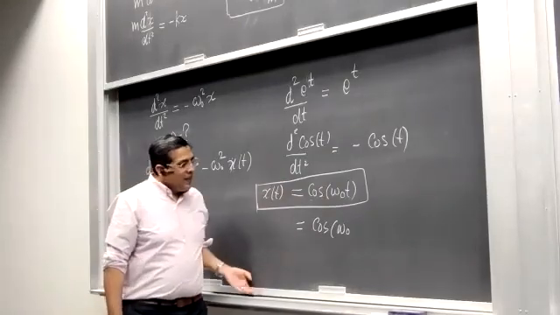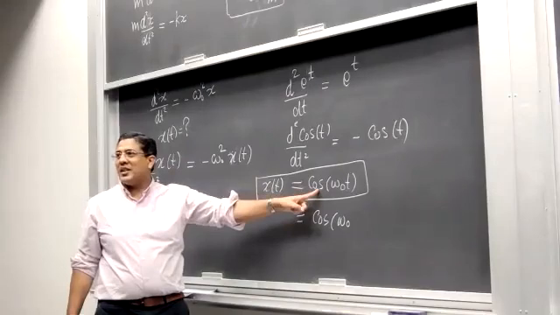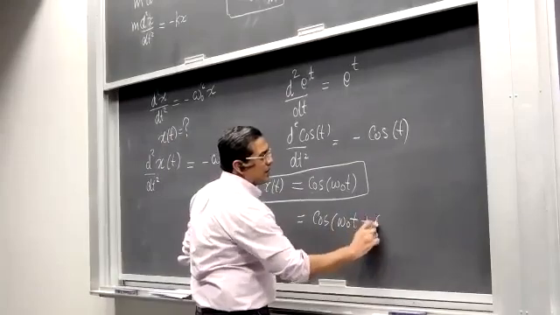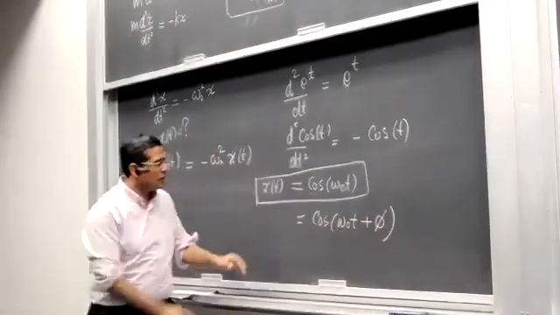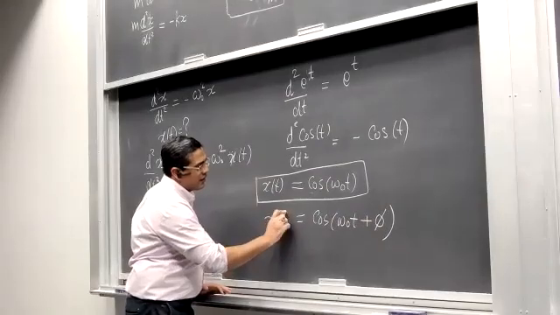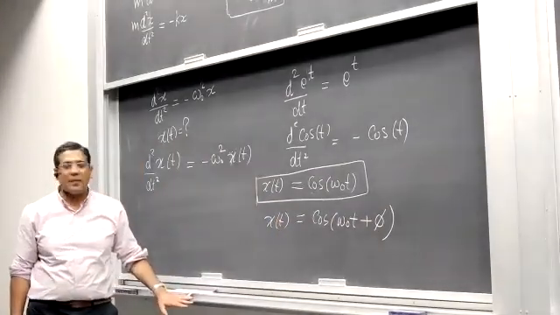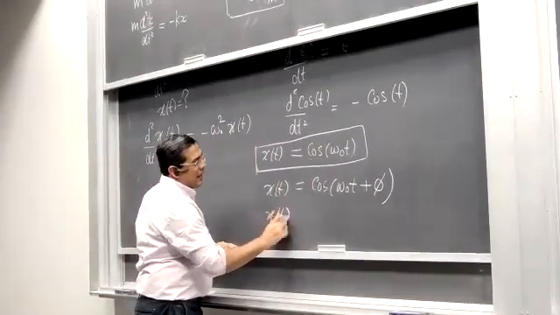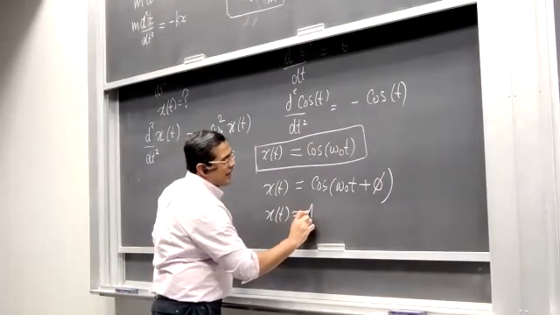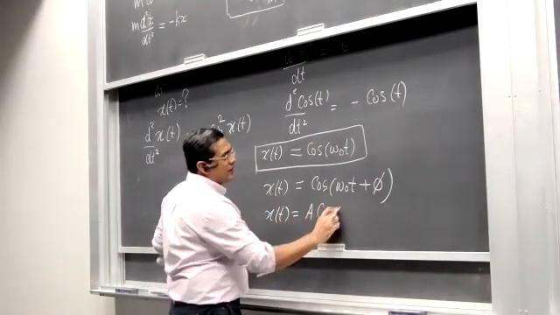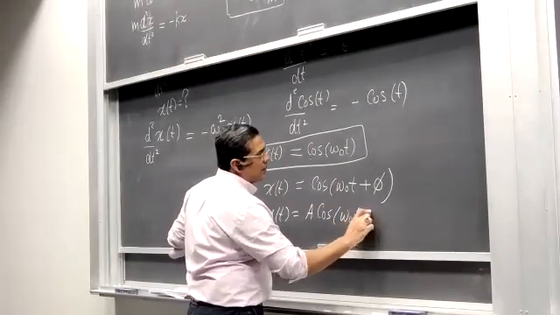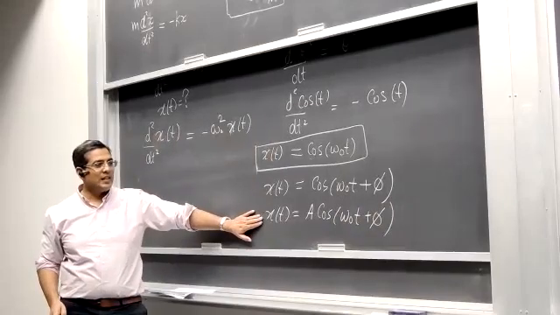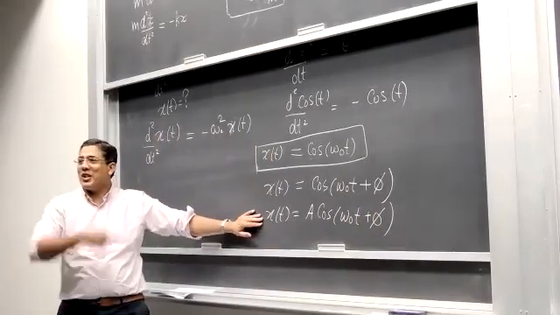So this satisfies the equation, but this is not the most general one. Omega naught t plus phi, a constant, would also equally well satisfy the equation, right? You can check. But again, this is still not the most general form of the equation. X of t multiplied by a constant cosine omega naught t plus phi also satisfies the equation. You can check. This is more general.